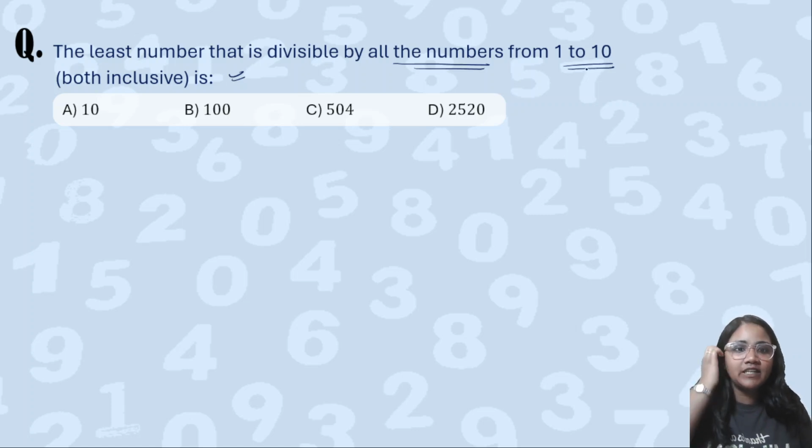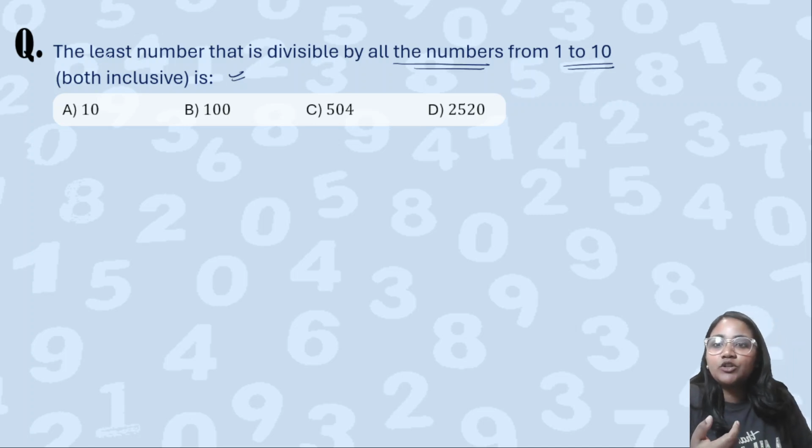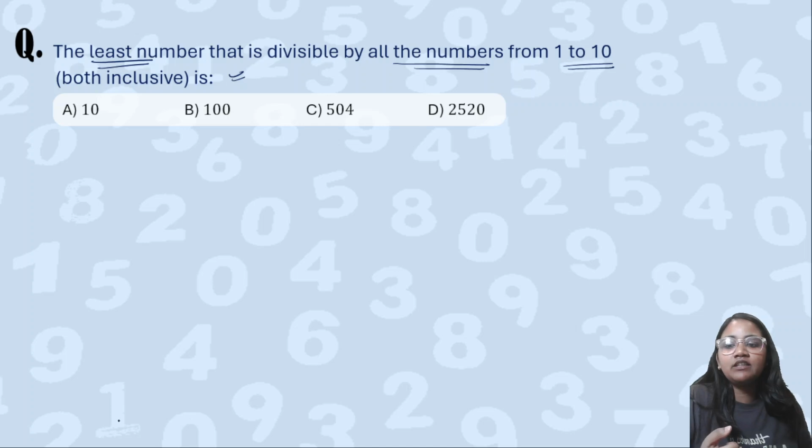So if I will find a number, it should be divisible by 1 to 10, like 1, 2, 3, 4, 5, 6, 7, 8, 9, 10. So that number is divisible by every number. So what can we do? We can find a common multiple of all these numbers, and the least common multiple, we need to find the least number. So we will find the least common multiple, which is the LCM, right? I hope it is clear.